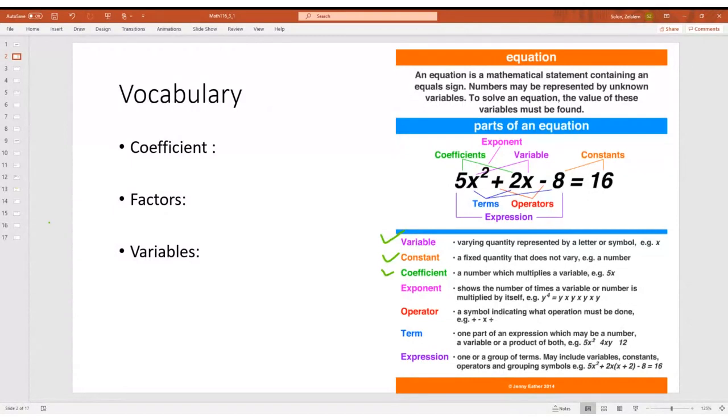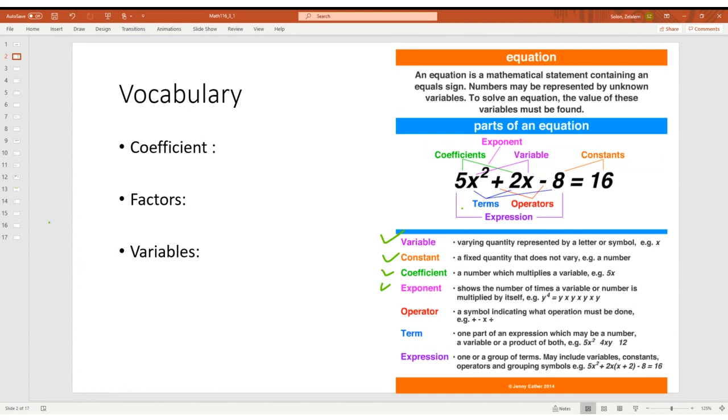Next one is exponent. Exponent shows the number of times a variable or number is multiplied by itself. So that's basically the basic definition. If you want to identify the exponent, it's just the power over the variable. For example, x to the power of 2. So 2 is the exponent for x. So the exponent is the degree or the power over the variable.